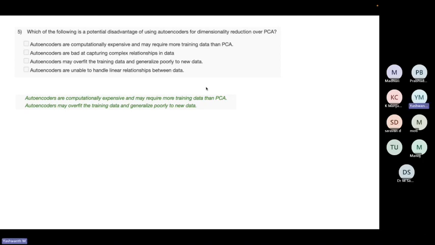And for autoencoders, you need more training data to fit the model. Another issue is that autoencoders may overfit the training data. If data is limited, they overfit the training data and that leads to poor performance on the test data.